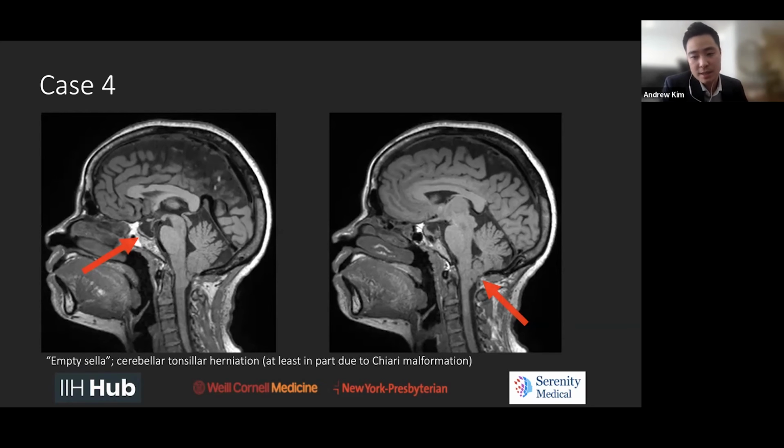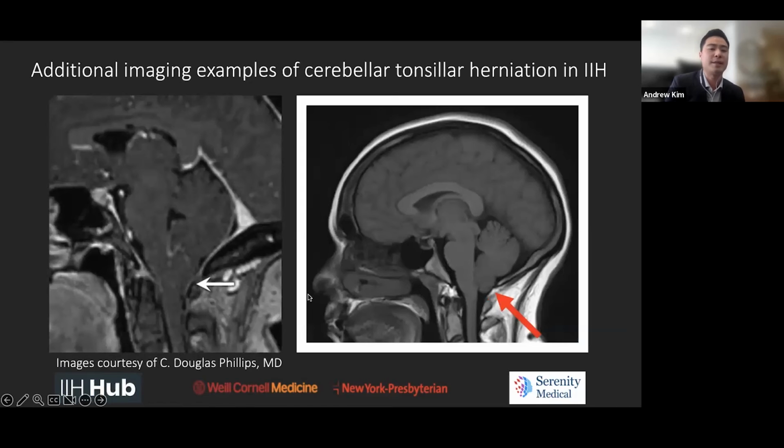So in this patient, it's hard to say exactly if a lot of this, at least in this single shot of an MRI, was contributed to by IIH, or at least in part due to Chiari malformation. So just always keep in mind that there can be other confounding diagnoses that you always have to consider when you do a workup in a patient with IIH. Here are some other nice examples of that cerebellar tonsillar herniation that you can see in other different patients with proven IIH, where you can really nicely appreciate the downward cerebellar tonsillar herniation, which again makes sense.